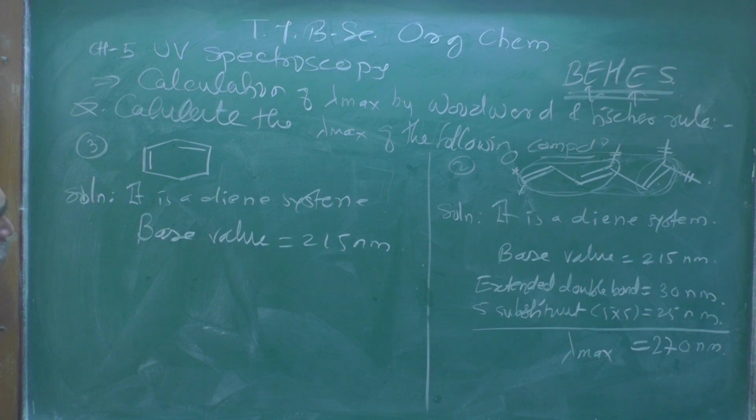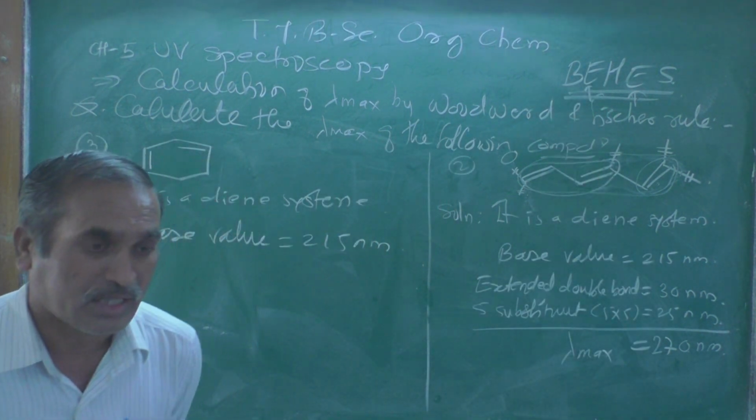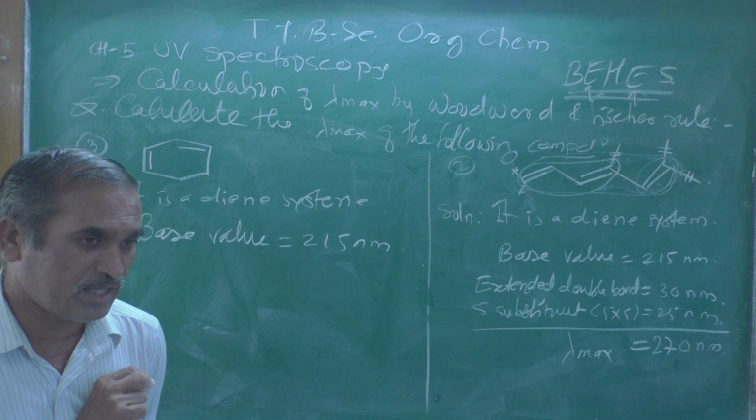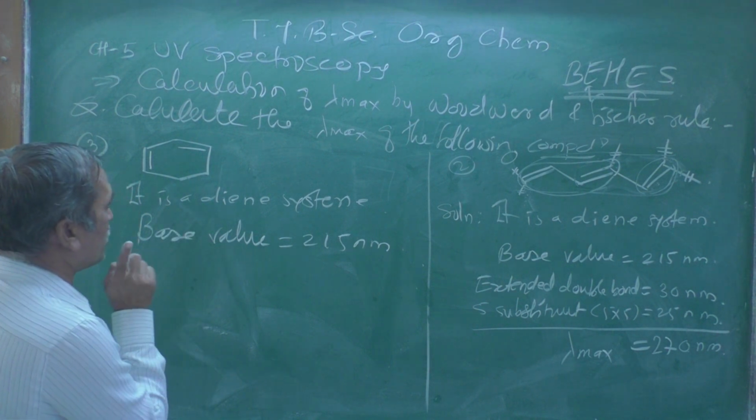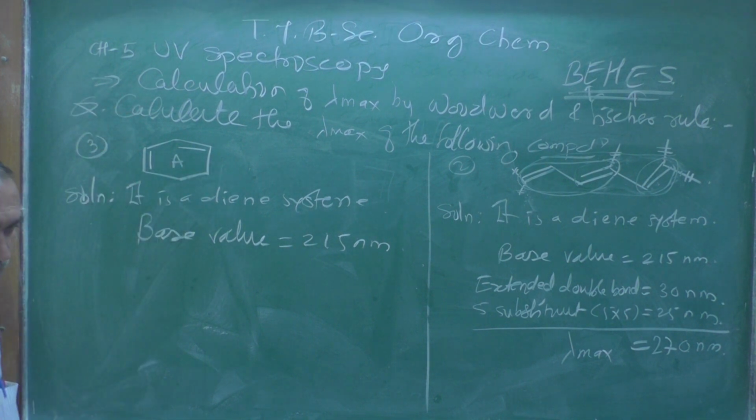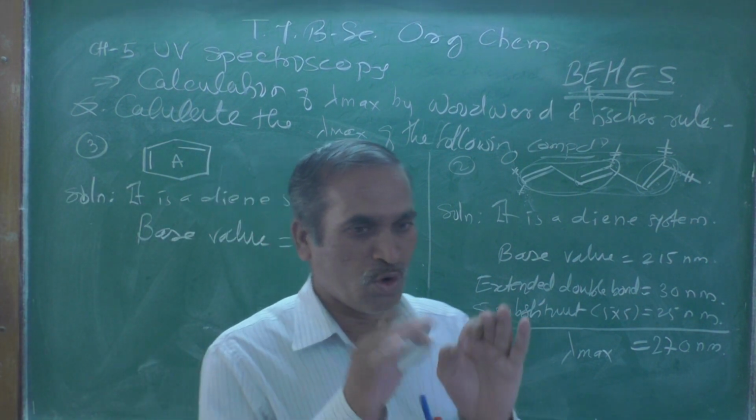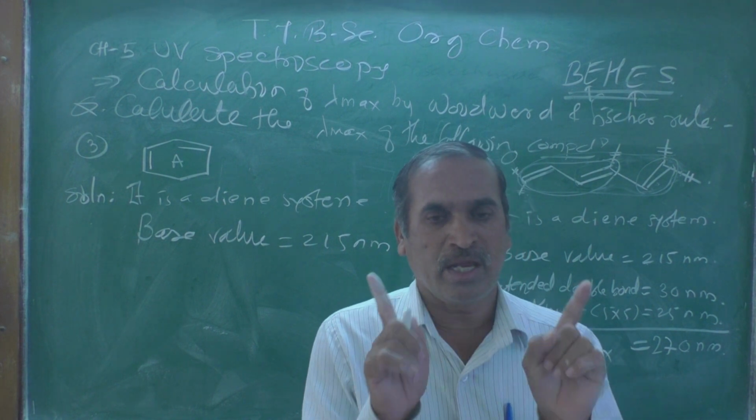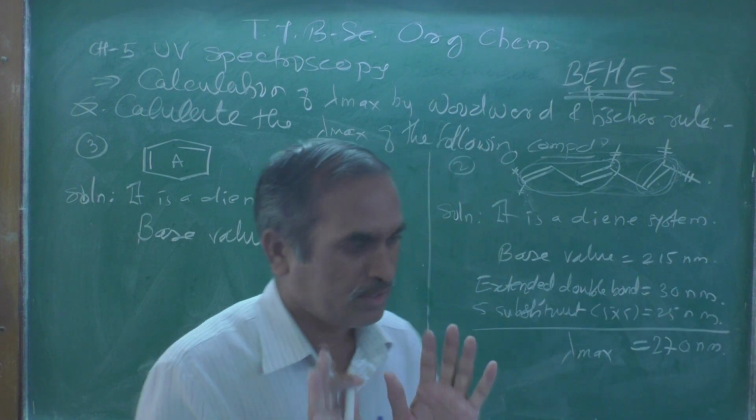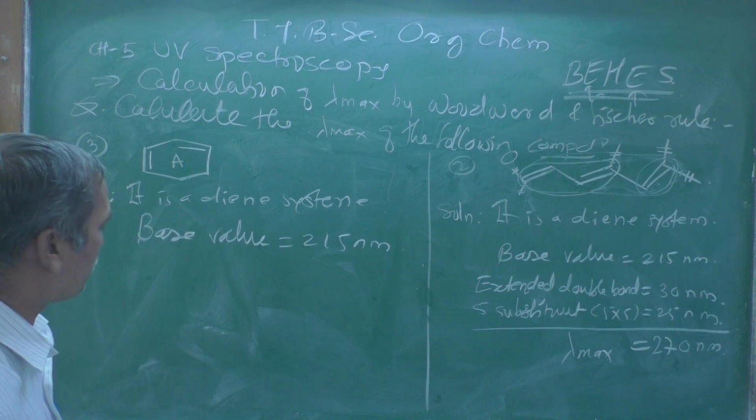Now what is the next indicated, exocyclic. Does this structure contain an exocyclic double bond? Yes or no? No. Look here, a ring is present, no doubt about it, but if you put a hand on the ring, you won't see any double bond outside the ring. There is no bond outside the ring, and therefore there is no question of exocyclic. There is no exocyclic present there.